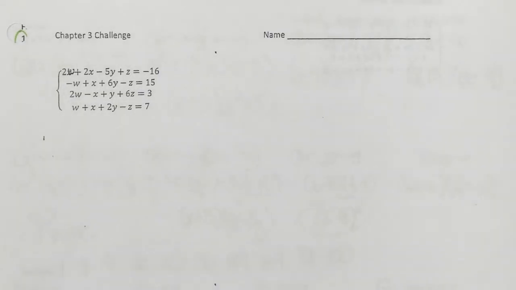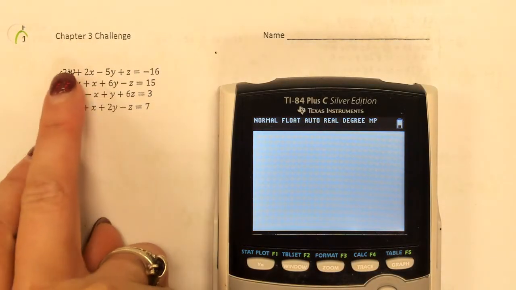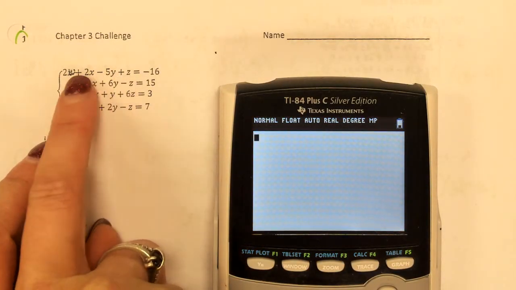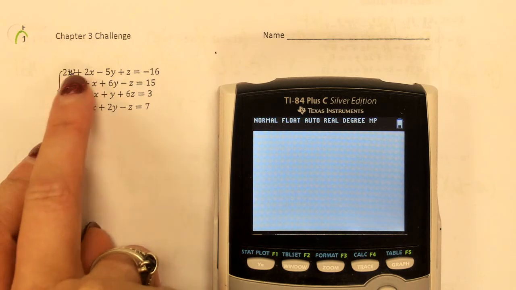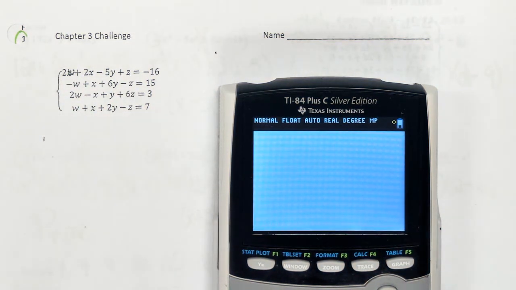You turn them in and look up here. Let's do this one. That one right there. Okay. So here's what we're going to do first. Just the letters. How many rows are there? 4 rows. And how many columns? 4. So we go second matrix, over to edit, and it's a 4 by 4.